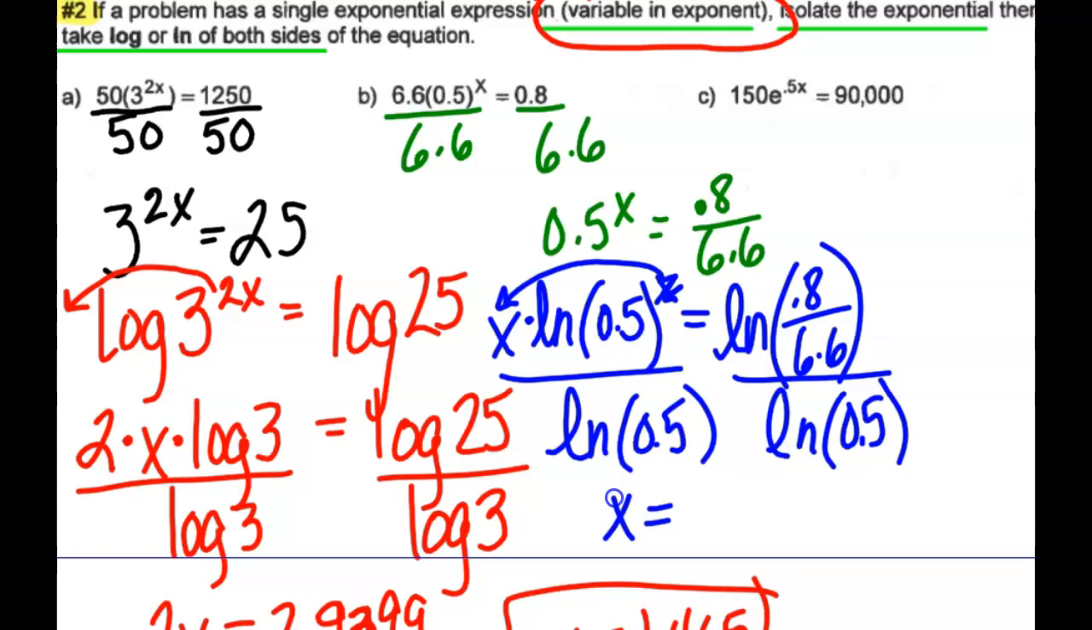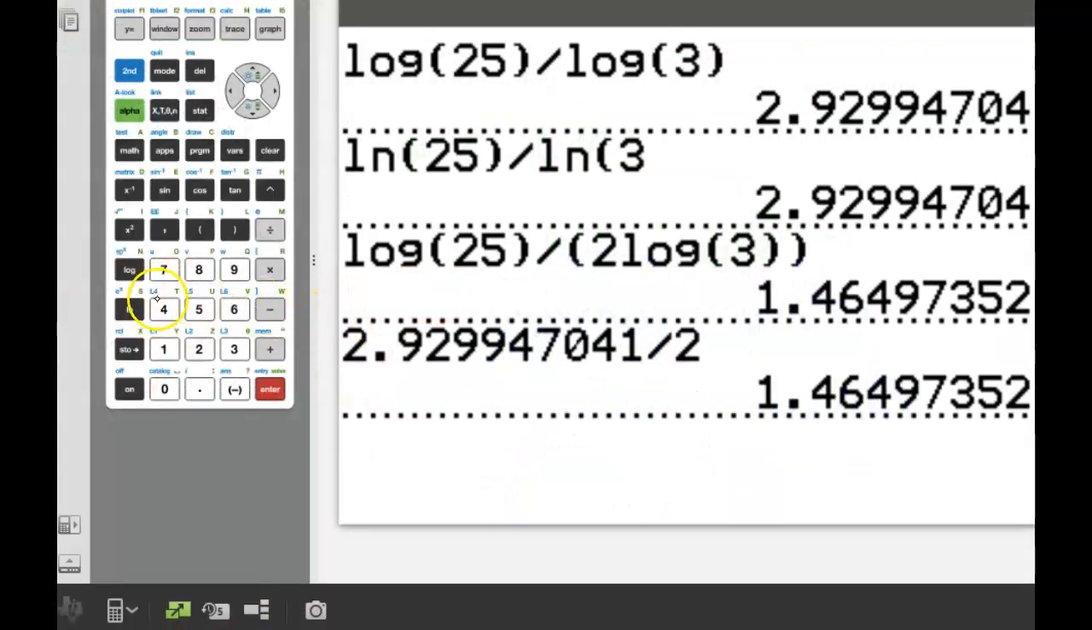Okay, now some kind of log of 0.8 divided by 6.6, then close that parenthesis, divided by the same kind of log of 0.5. 3.044, anybody? Anybody not getting that? Did you not get that, Samantha? All right. 0.8 divided by 6.6, and then divided by, you do have to do the log again.